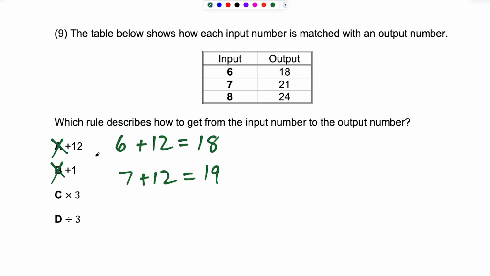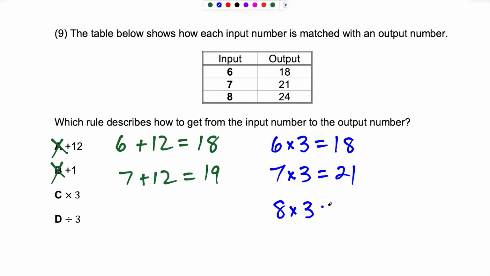And then the next one here, choice C, is the one we want, okay? Because if we do times 3, 6 times 3 is equal to 18. If we do 7 times 3, same rule, 7 times 3 gives us 21, so that would send 7 to 21. And if I do that rule again for 8, 8 times 3 is equal to 24. So that rule will get all of the input values to the corresponding output values. So choice C is our answer.